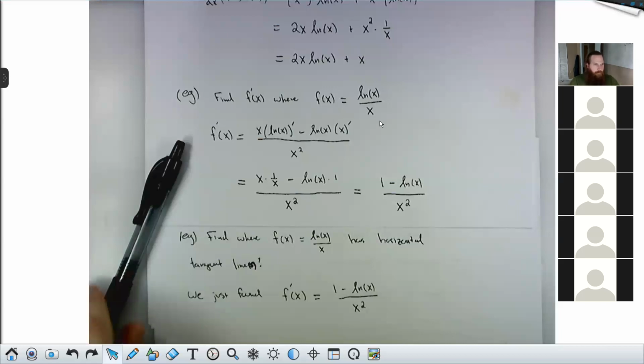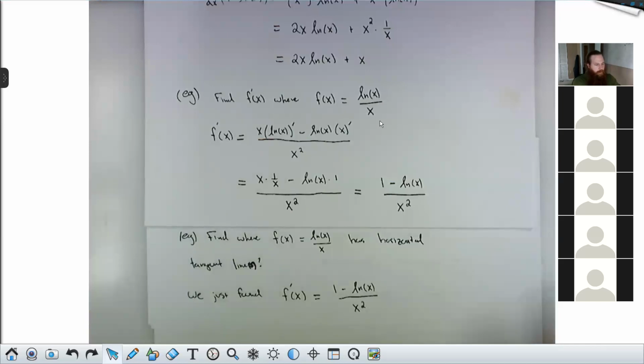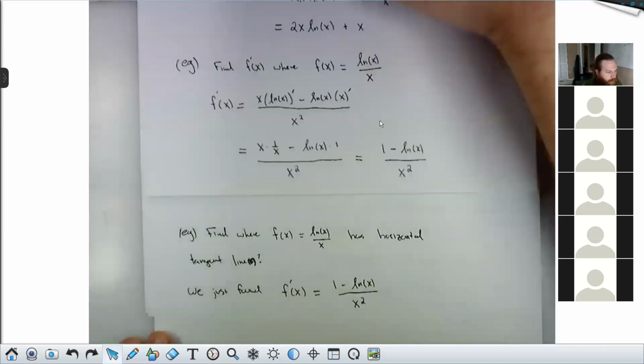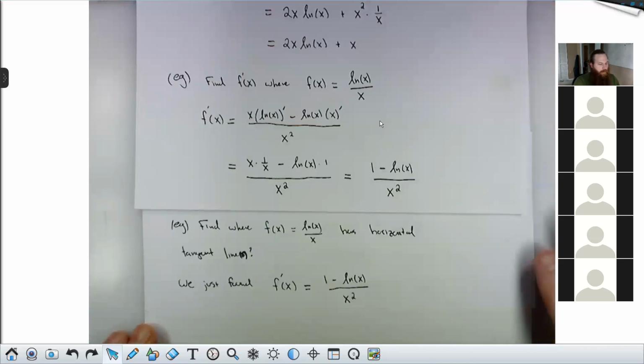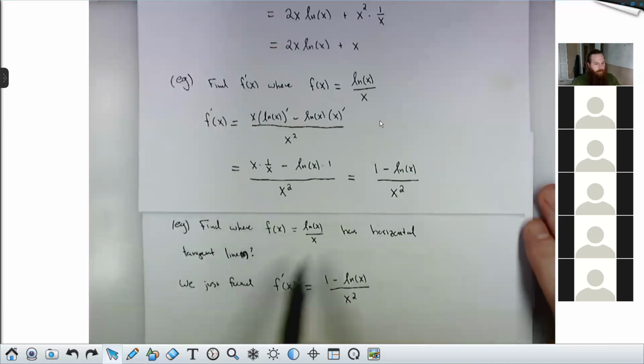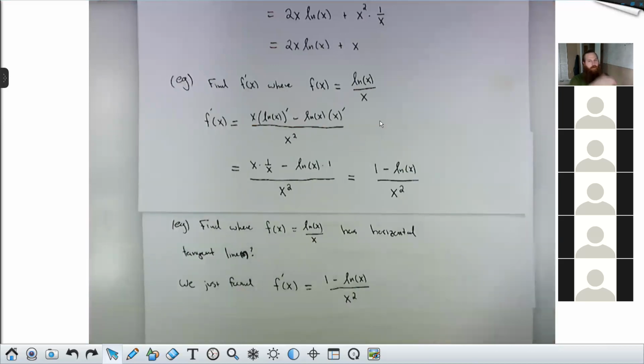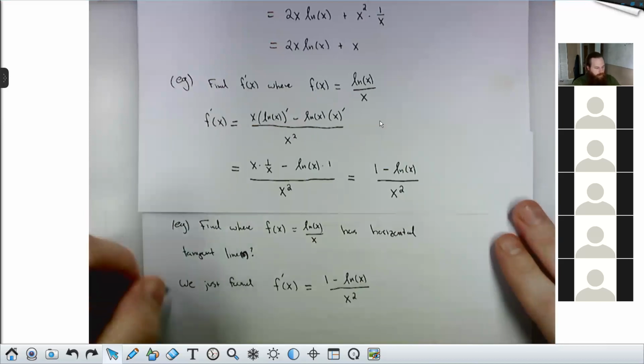Okay. If there are not any questions about where that derivative came from, then what do I need to do with this thing in order to find the location of any horizontal tangent lines? Set it equal to 0. Good.